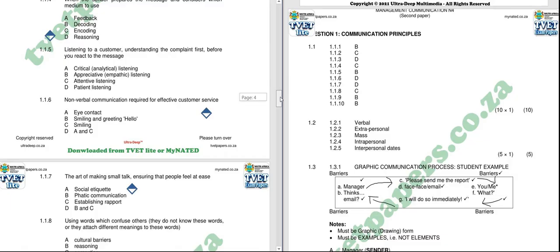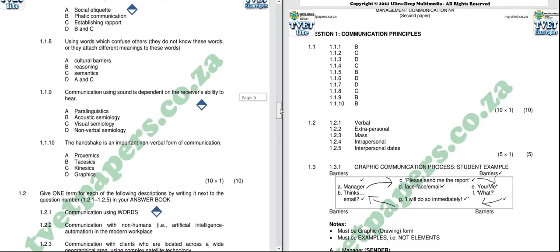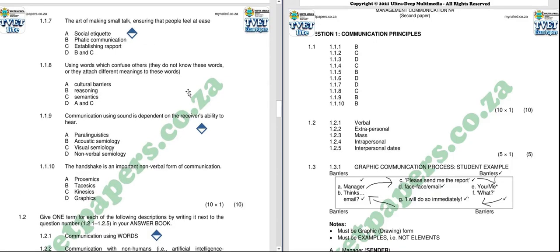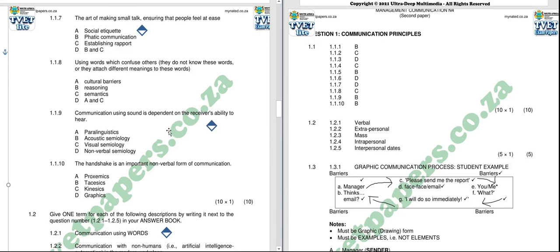So that's number 7. For numbers 8 to 10, number 8: using words which confuse others, they do not know these words, or they attach different meanings to these words. So you see that C is correct, which is semantics. Then number 9: communication using sound is dependent on the receiver's ability to hear. The correct answer is acoustic semiology. Then number 10: the handshake is an important non-verbal form of communication. The correct answer is B, which is aesthetics.